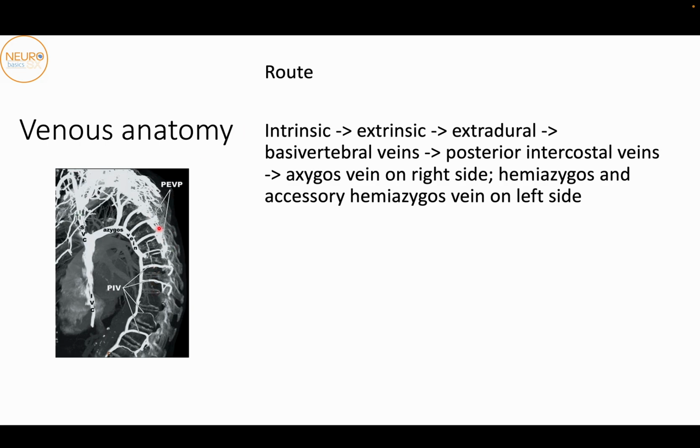So how does it drain overall, and where does the blood go? From the intrinsic system draining the spinal cord, you go into the extrinsic system, that is your radiculomedullary veins. From that you go into the extradural systems, and from that you are able to enter the basivertebral veins, as you can see over here, supplying the vertebral bodies. From that it drains into the posterior internal vertebral veins present over here. These posterior internal vertebral veins are going to drain into the azygos vein on the right side and into the hemiazygos and accessory hemiazygos veins on the left side.